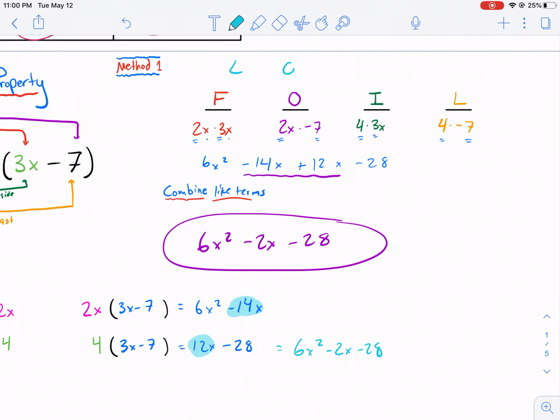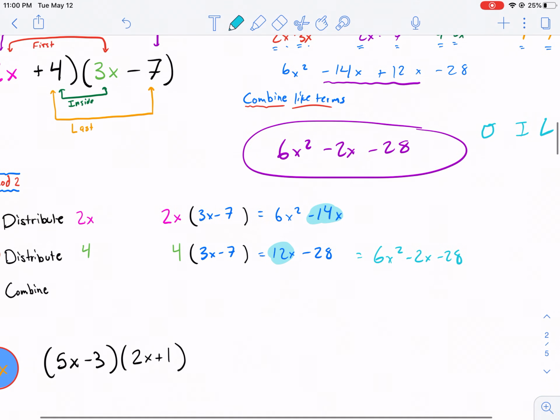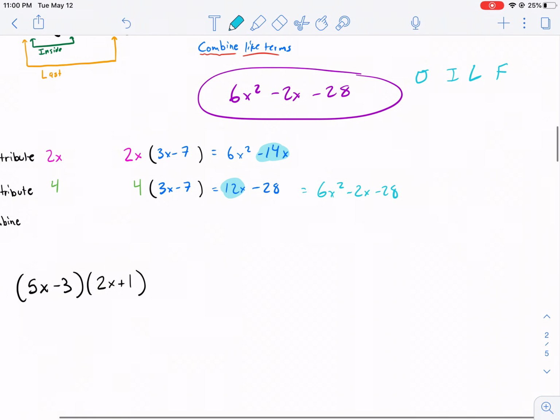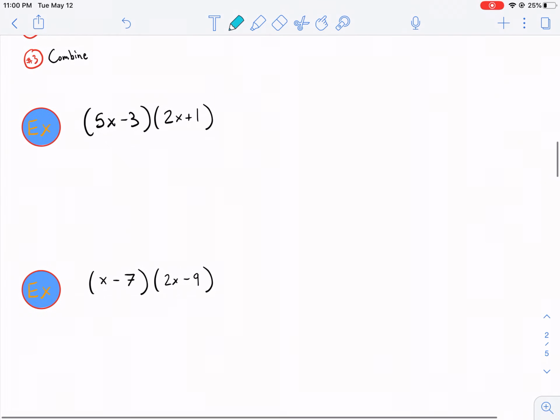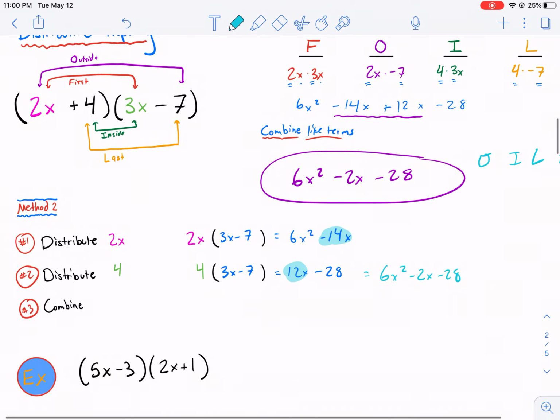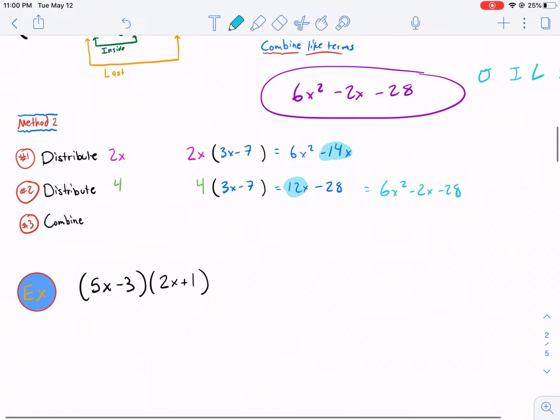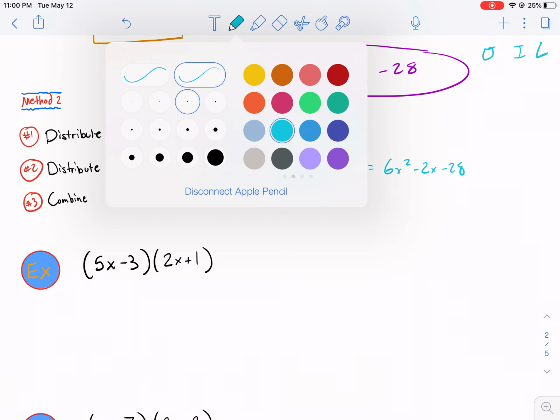But you could call it LOIF if you wanted, and do last, outside, inside, first. Or you could do outside, inside, last, first. You could OILF the problem. It's up to you. But make sure you get all the combinations. So let's do a couple examples. I'm going to use the FOIL method just because I think that's the most obvious, easiest to implement.